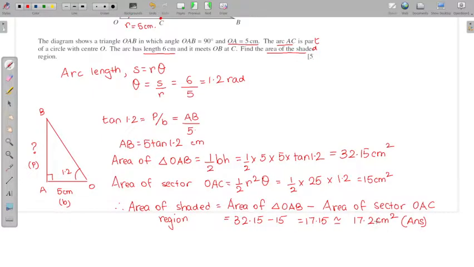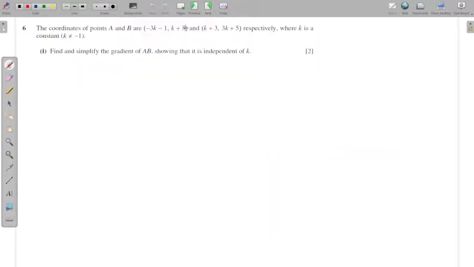In maths, please remember to always round off your answer to three significant figures unless they have specifically mentioned to do some other approximation. So now let's move on to the next question on this paper.